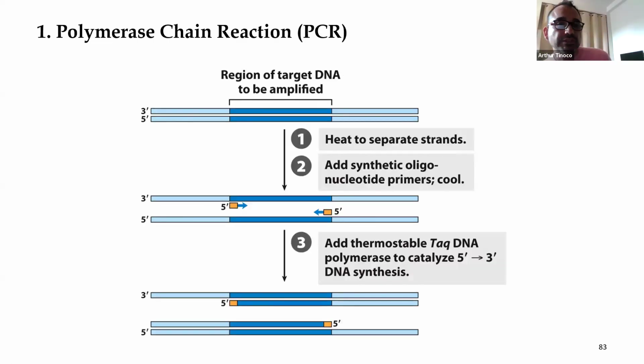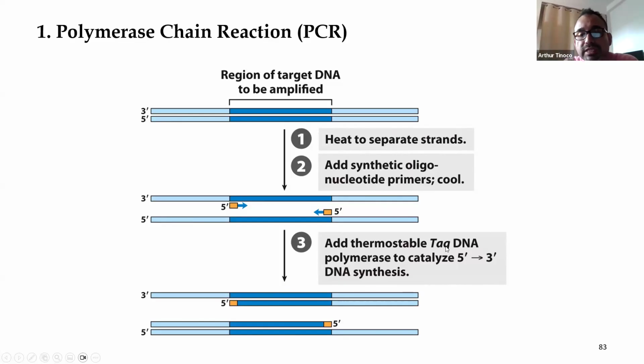Okay, so let's look at this from our perspective here. This is the region of target DNA to be amplified. So you do that heating process, okay? That heating process is going to help to facilitate the separation of the strands. You also add in the synthetic oligonucleotide, because that's what's going to help you extend the regions of interest once these strands are separated. So here's just that depiction of the separated strands.